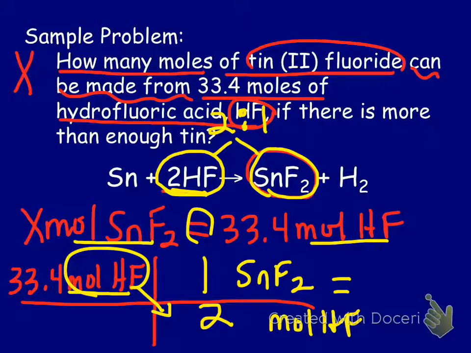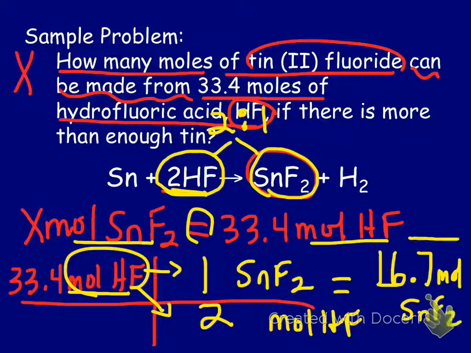Now we can solve. So that would be 33.4 times 1 divided by 2, which equals... 33.4 divided by 2 is equal to 16.7 moles of SnF2. And there's our answer. That's how to solve a mole-to-mole stoichiometry conversion problem.